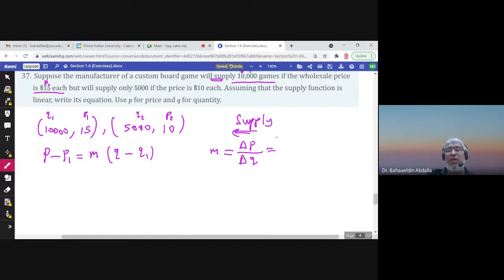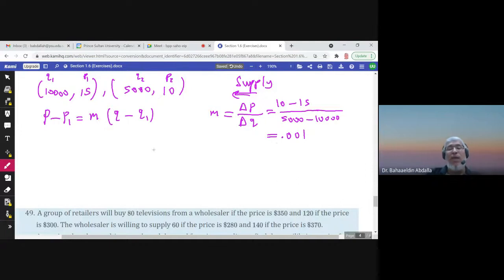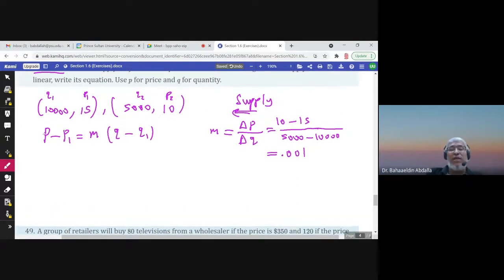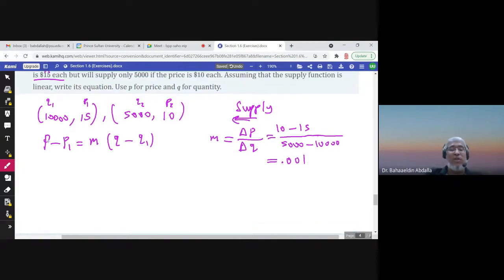So the slope would be 10 minus 15 over 5,000 minus 10,000. It would be negative 5 over negative 5,000. So the answer is 0.001, 1 over 1,000. That's the slope. So how to find the supply function: P minus P1, which is 15, equals 0.001 times Q minus Q1, which is 10,000, okay? So if I solve for P, I can find the equation.